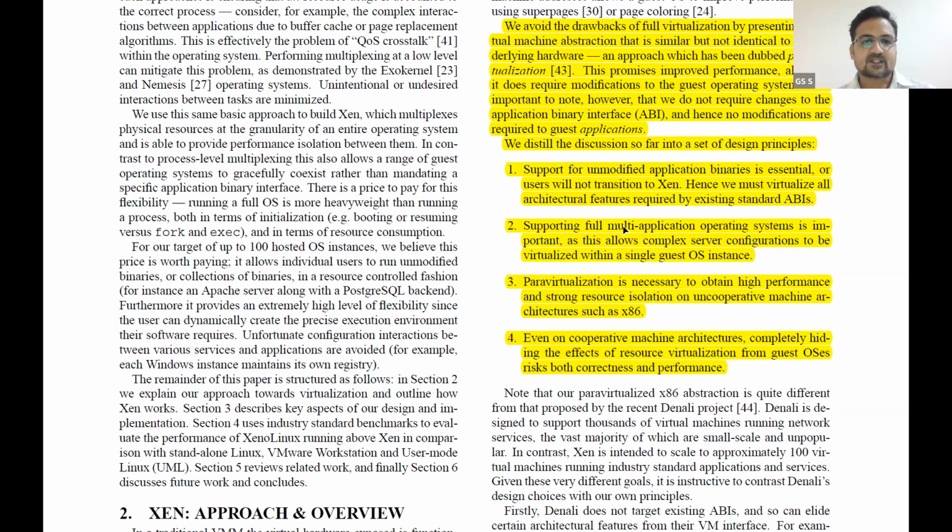The second one is: supporting a full multi-application operating system is important. What do we mean by this? I talked about the LAMP server: Linux, Apache, MySQL, PHP. It is a multi-application server, right? This support is required. The third one is: para-virtualization is necessary. It gives you high performance.